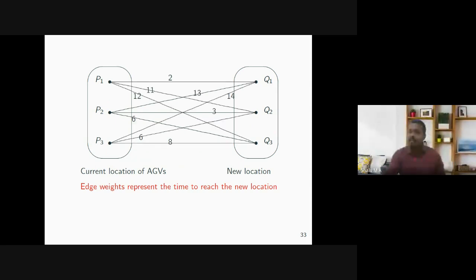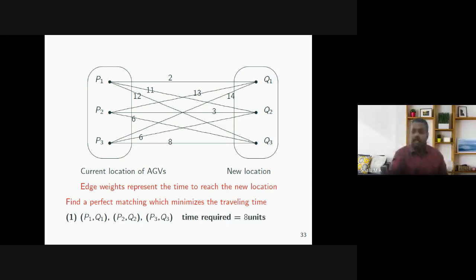Let's look at an example here. The first car to reach location Q1 takes 2 minutes, and the second car to reach Q3 takes 6 minutes, and so on. So what we need to basically do is make an assignment of these cars to these new locations, which requires a minimum amount of time. In graph theory language, basically finding a perfect matching which minimizes the traveling time. Here we are not dealing with minimizing the total travel time. It's a minimization or maximization problem.